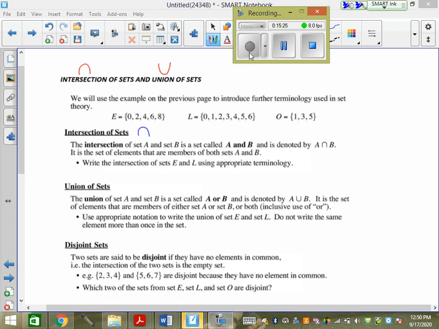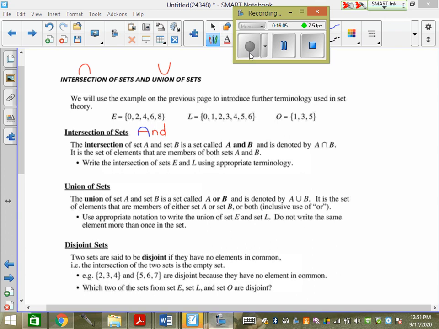Okay. So when you have this symbol, intersection means and. This is the easiest way to remember it. I can write the word and. Boom. Mind-boggling. Life lessons right there. So the symbol, you could write a rounded and, it means and. Okay? So intersection is and. So the intersection of set A and set B is called A and B. It is denoted by A, the upside down U, B. It is a set of elements that are members of both sets A and B.